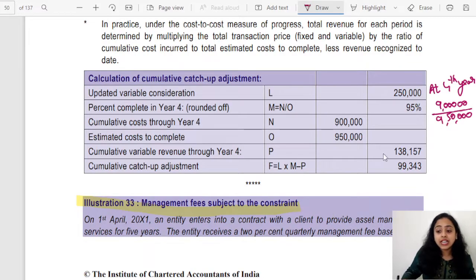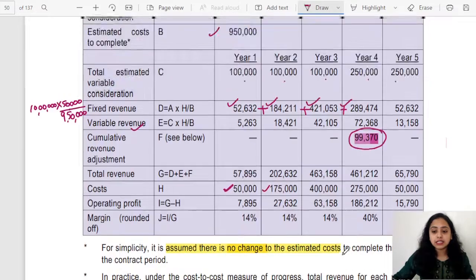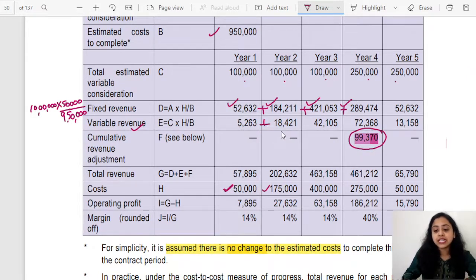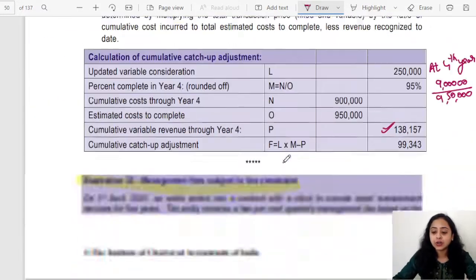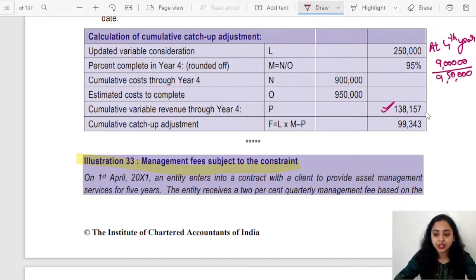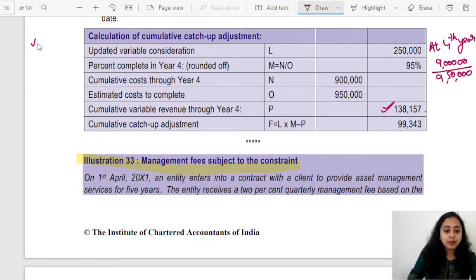Since the cost is 95%, the revenue should also be recorded at 95%. Okay, now till date the variable revenue that has been recorded is, see, add this: 5,263, 5,263, 18,000 plus 42,105 and 72. If you add these four figures, you will come to know that it is equal to 1,38,157. So now you should have recorded 2,50,000 into 95%, and you have recorded till date 1,38,157 of the variable revenue. So the variable revenue should be 2,50,000 into 95%.